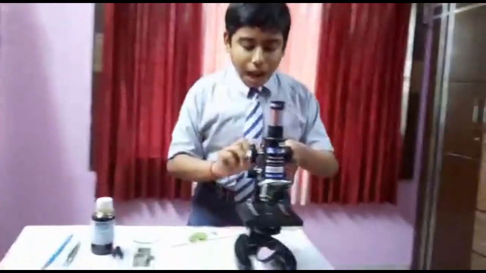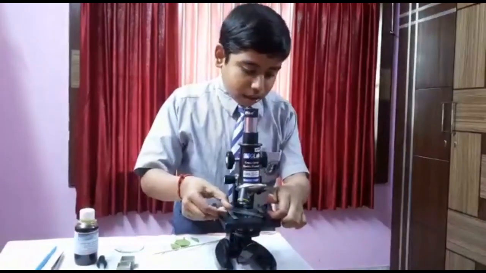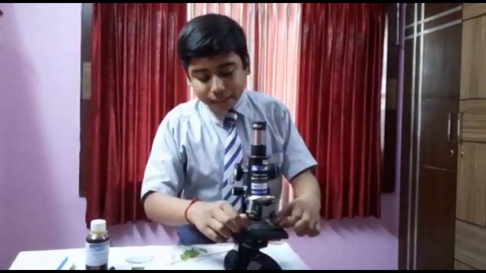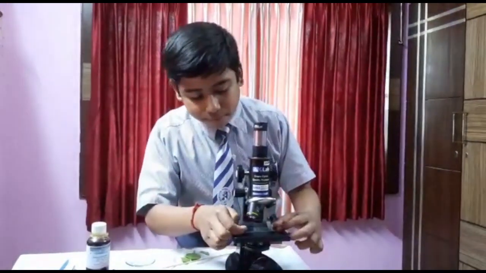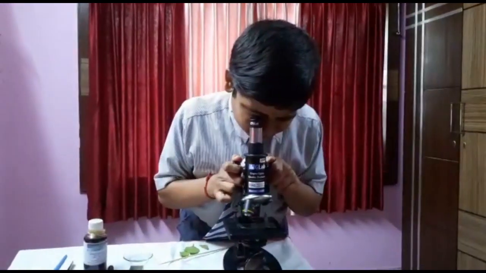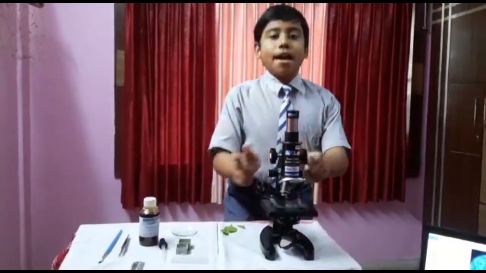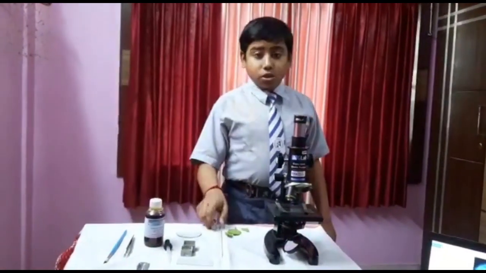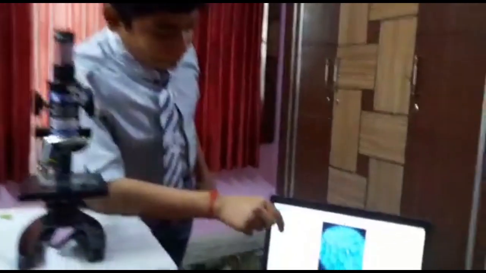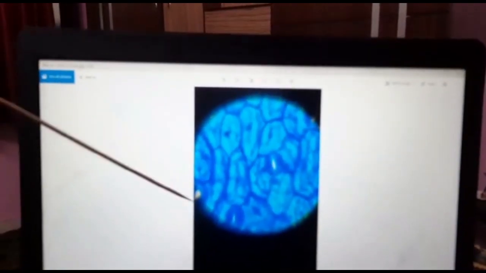Now, if I put this final product on the stage and fasten the clips and see it through the eyepiece of the microscope, I can clearly see the stomata. Whatever I have seen through the microscope, I have taken a picture of it and it can be seen in the laptop. As you can see, the white structures are the stomata.